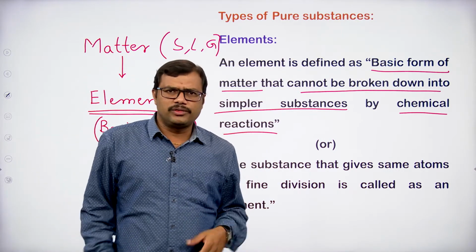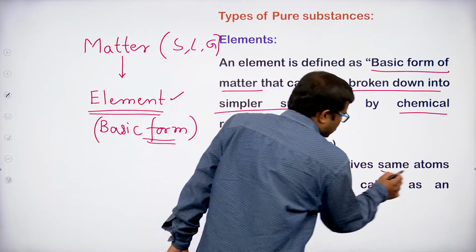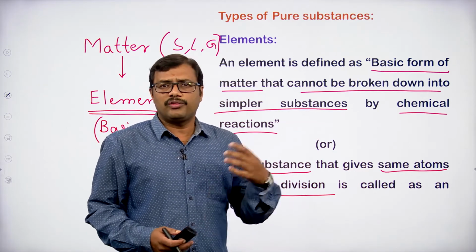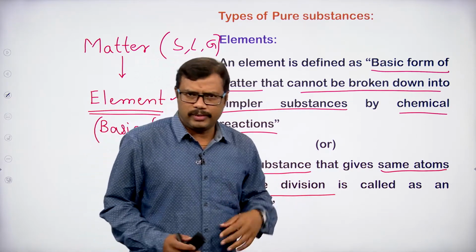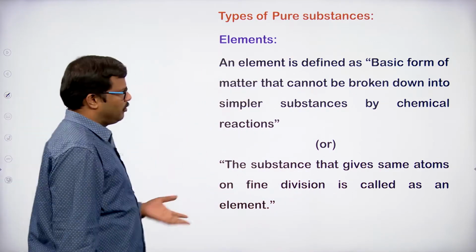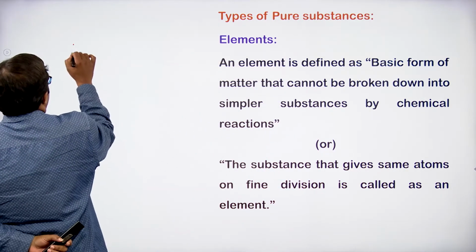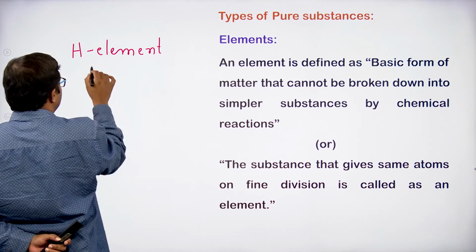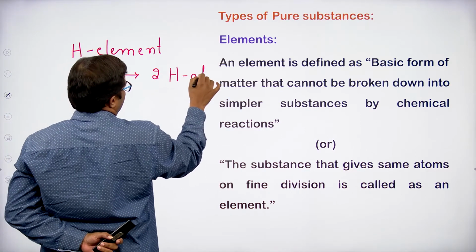Otherwise, in one more definition we can say that the substance which is capable of giving the same atoms on fine division is generally called an element. This is the second way of defining the element. For example, if we take the element hydrogen, in nature hydrogen exists as H2 gas, and it is a combination of hydrogen atoms.